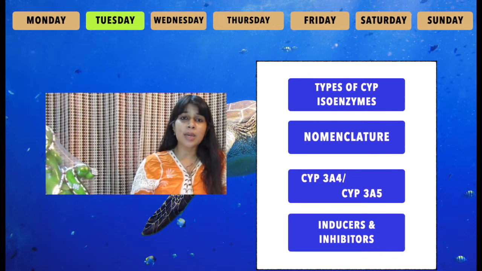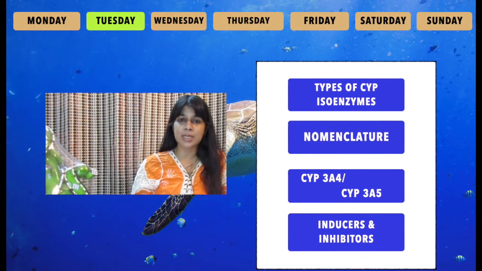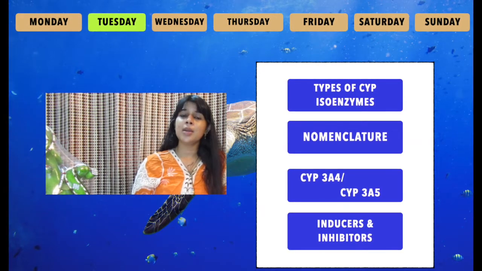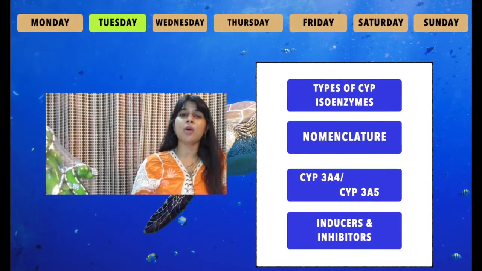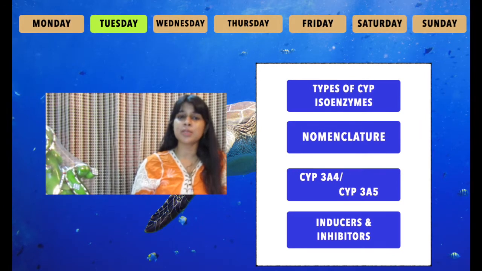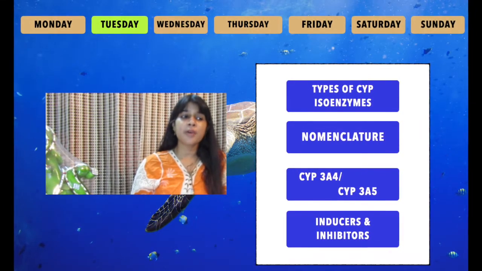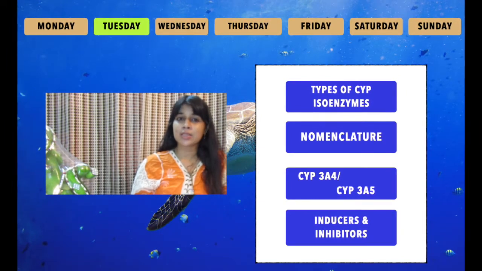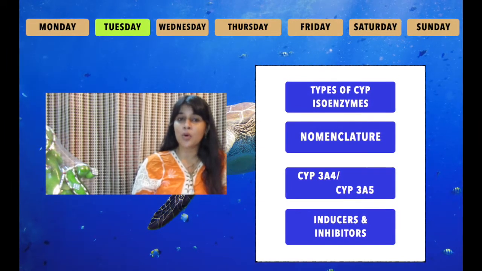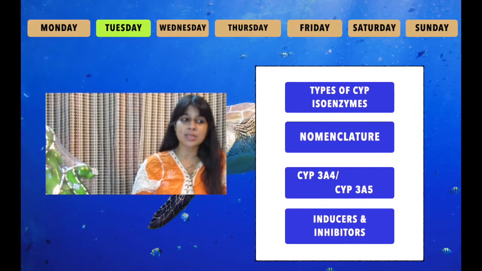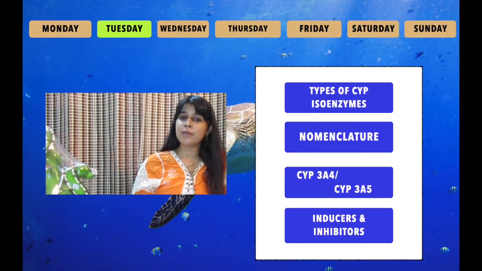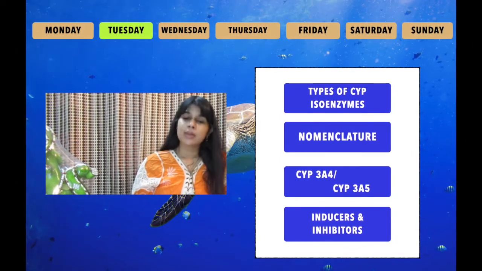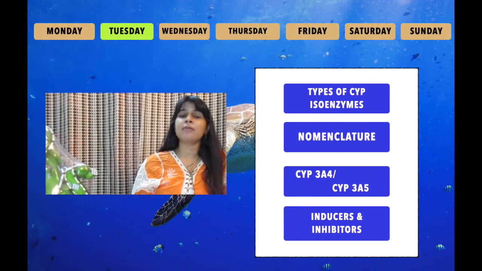If the name is CYP2D6, then 2 is the family, D is the subfamily, and 6 is the gene number. Then we started off with CYP3A4 and 3A5 isoenzymes, which metabolize almost 50% of the xenobiotics, that is drugs, rather more than 50% of the xenobiotics. And then they are present not only in the liver, they are also found in kidney, intestine, and many other tissues also. Then they have their inducers, they have their inhibitors.